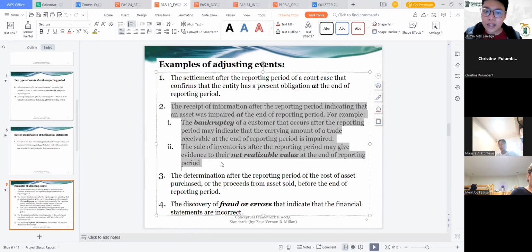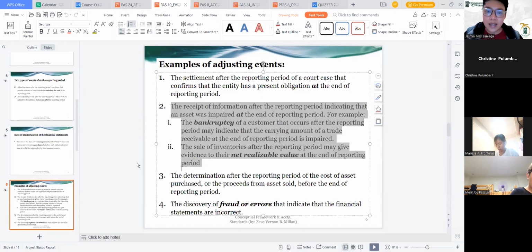And yun nga, nangyari na the settlement happened after the reporting period and there's a present obligation talaga na may provision talaga na mag-a-arise doon sa case. We need to record the liability and the related expenses or loss for such. Okay, that's an adjusting event.